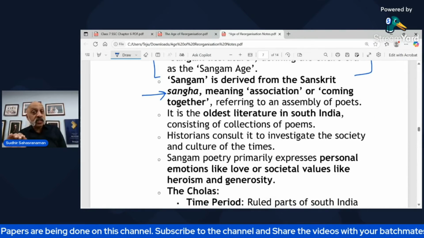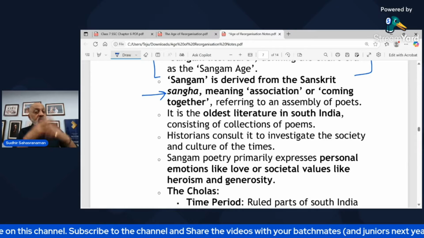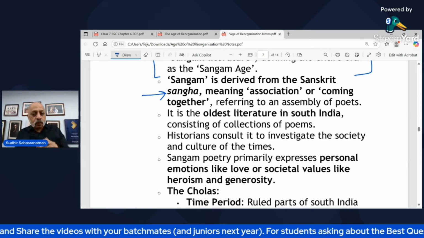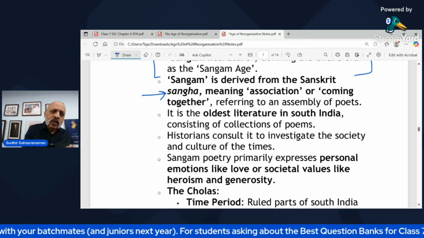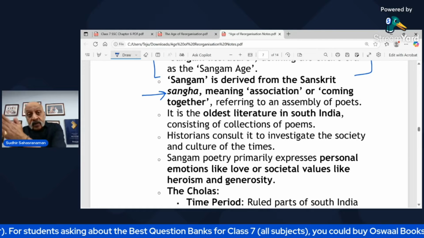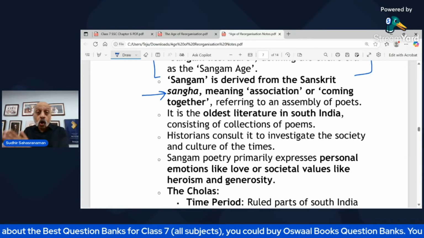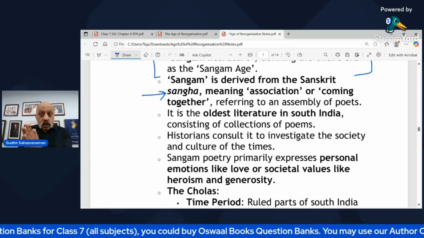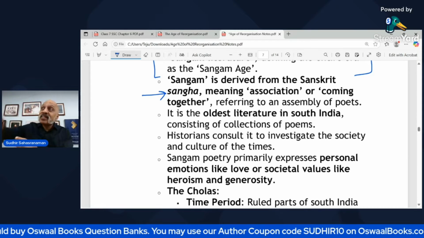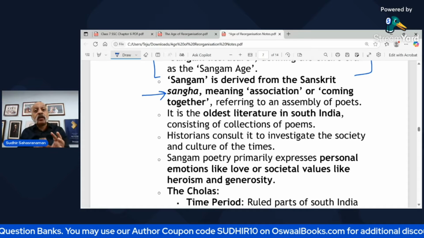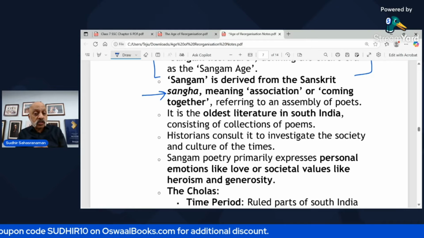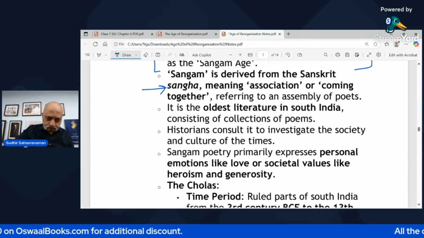It is the oldest literature in South India, and even in India, it is considered among the oldest, and it consists of a collection of several poems. And usually, whenever you need a reference to anything related to what happened under the Chola dynasty or the Chera dynasty, you generally refer to this Sangam literature, because there would be a reference by some poet about some aspect of the Chola or Chera dynasty, right? That was done quite often.